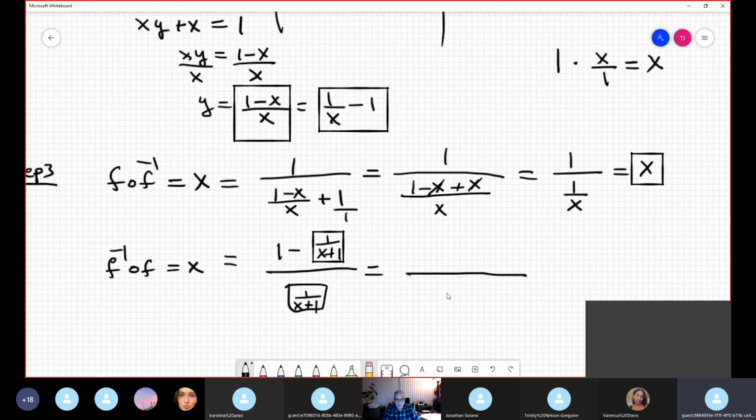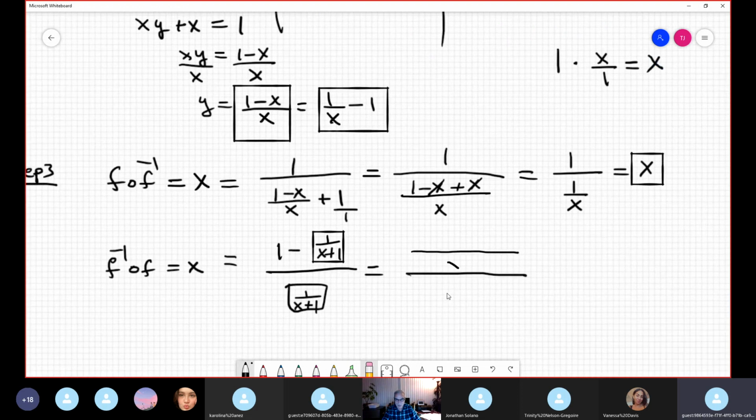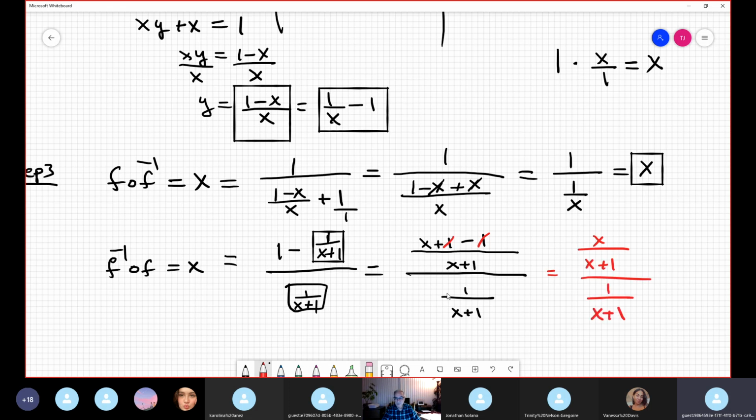Look at that. You find the LCD. It obviously is x plus 1, because it's the only expression we have in the denominator. This divided by this times 1 is x plus 1, minus 1. Boom. This 1 is this 1. And this 1 multiplied by the LCD, x plus 1, times 1 is x plus 1. And the bottom, well, you have 1 over x plus 1. Okay, what's going on? Well, this is cancelled. So what stays here is x over x plus 1 divided by 1 over x plus 1.